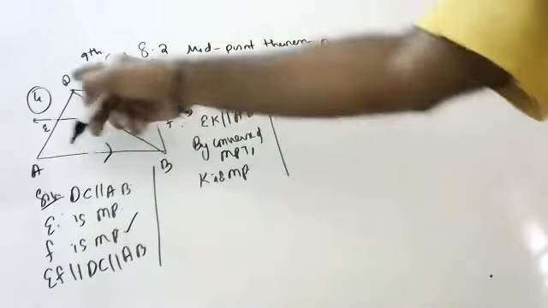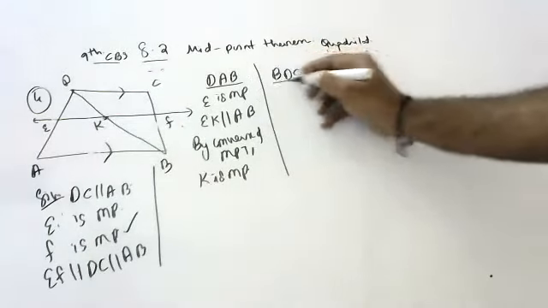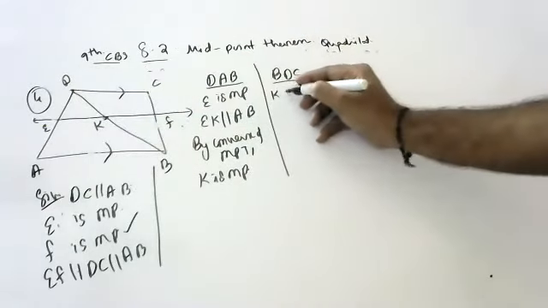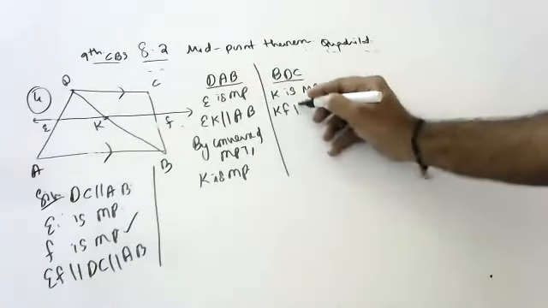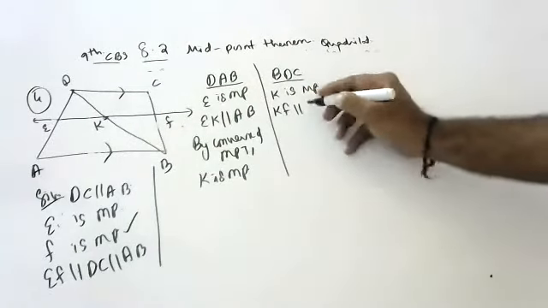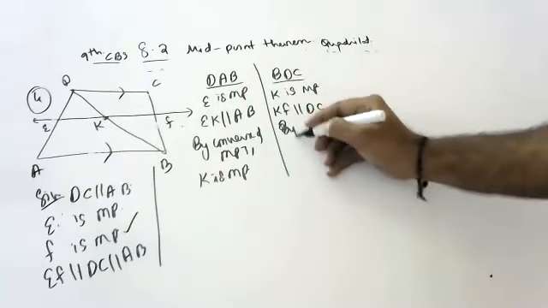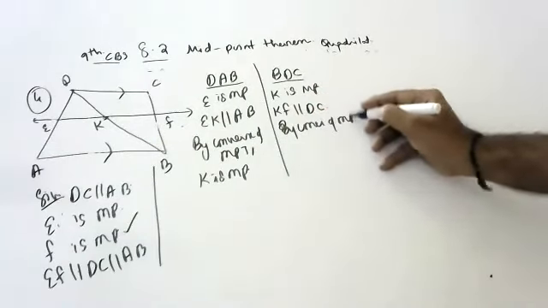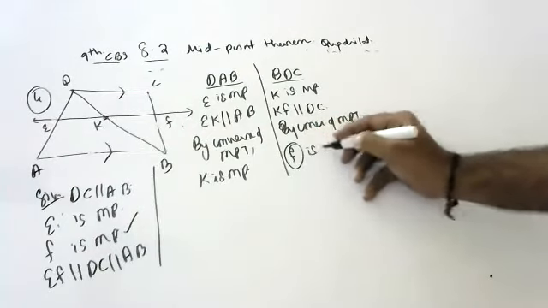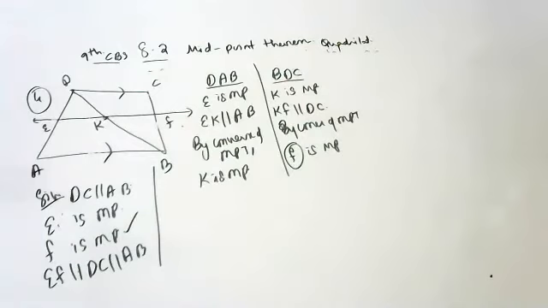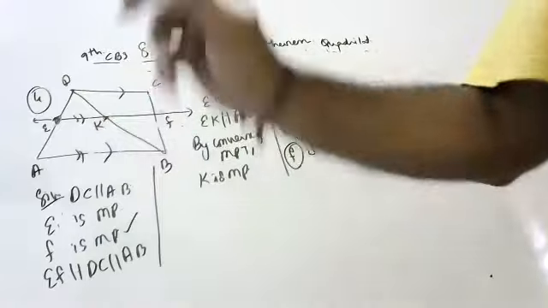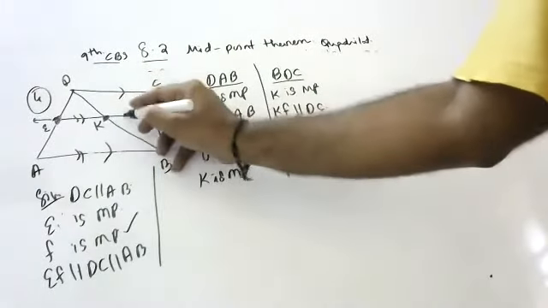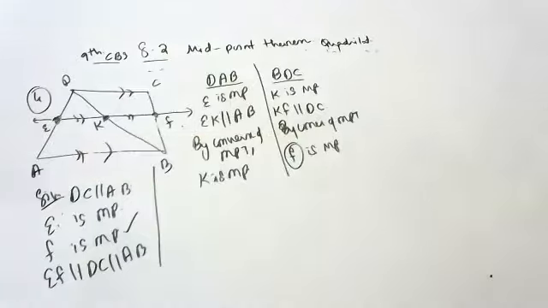Now in the same way, tell me, BDC. In BDC, K is a midpoint. KF is parallel to DC. So by the converse of the midpoint theorem, F is also a midpoint. That's all you had to show. So children, if E is a midpoint and these both are parallel, K is also a midpoint by the converse. If K is a midpoint and these both are parallel, F is also a midpoint by the converse of the midpoint theorem. Very good.